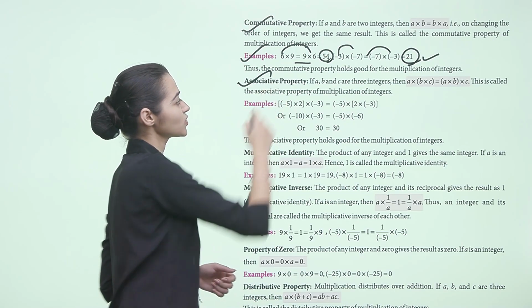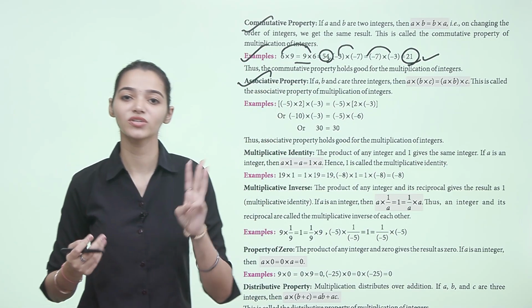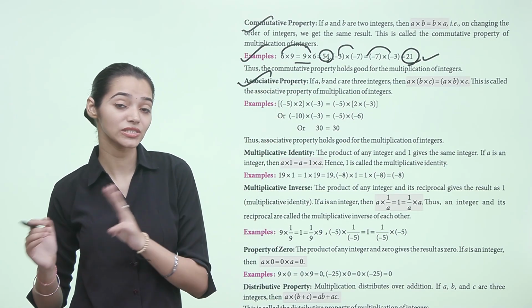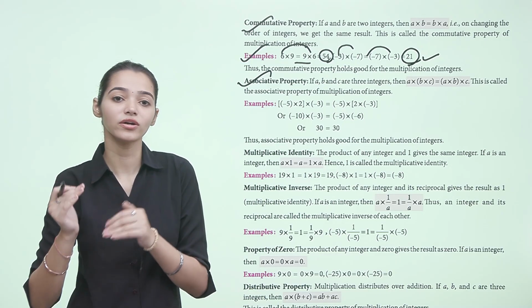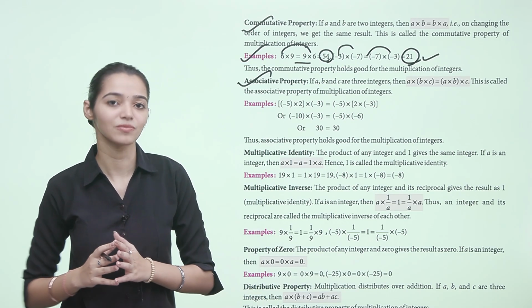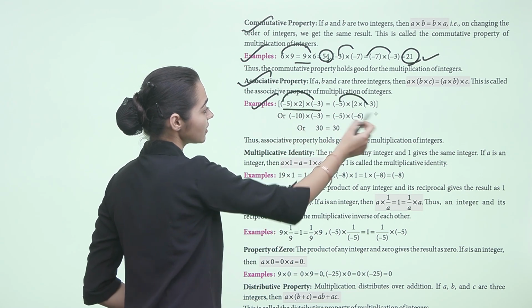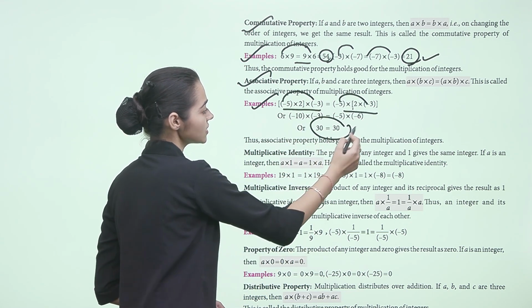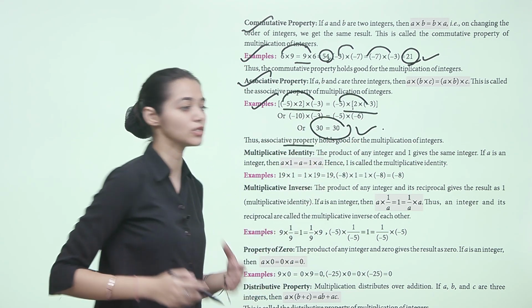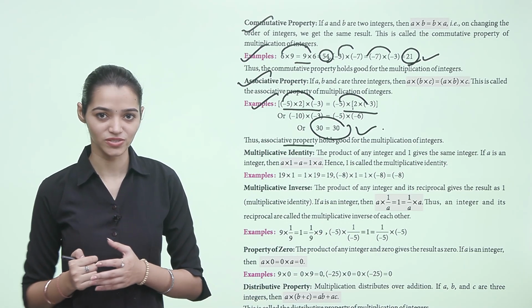Now next is our associative property. If a, b and c are three integers, then a into b into c stays the same when we group them differently. When we change the grouping, the associative property holds. For example, here when we change the order, and here again when we change the order, the answer we get is the same. That means the associative property is true for multiplication of integers.